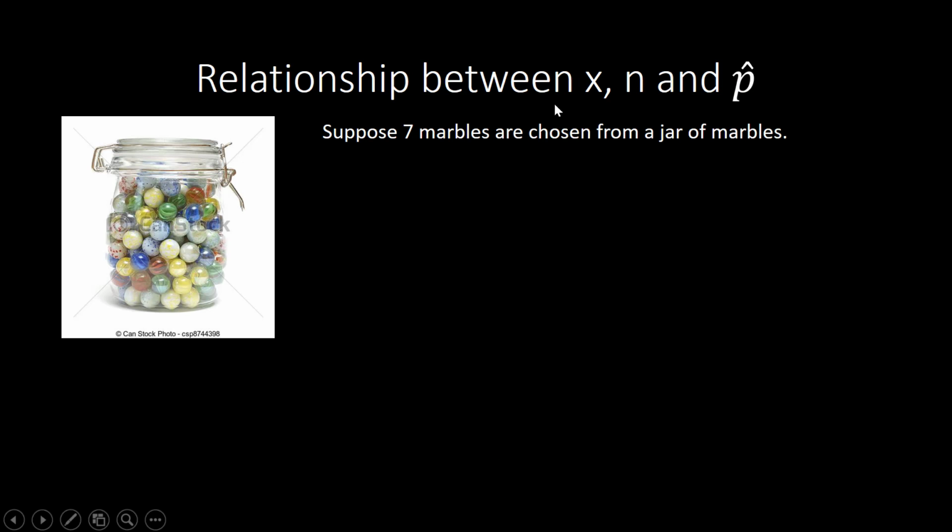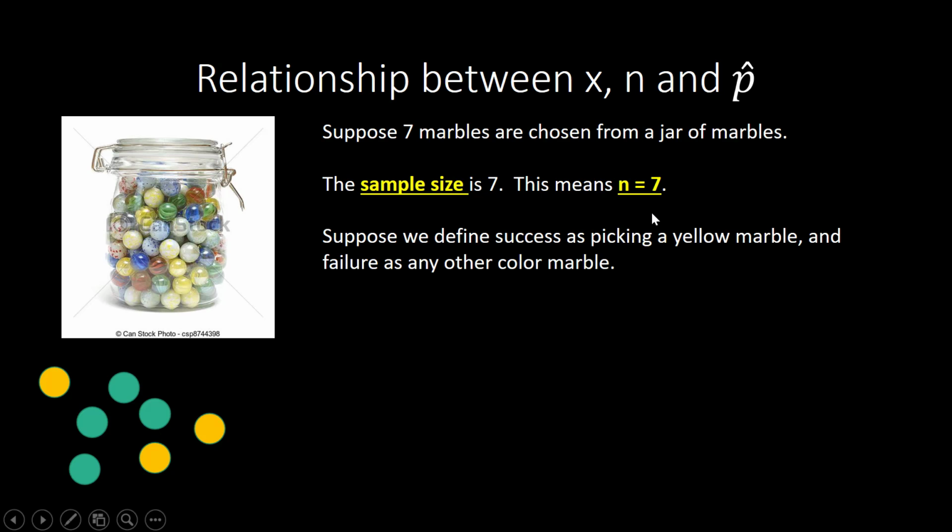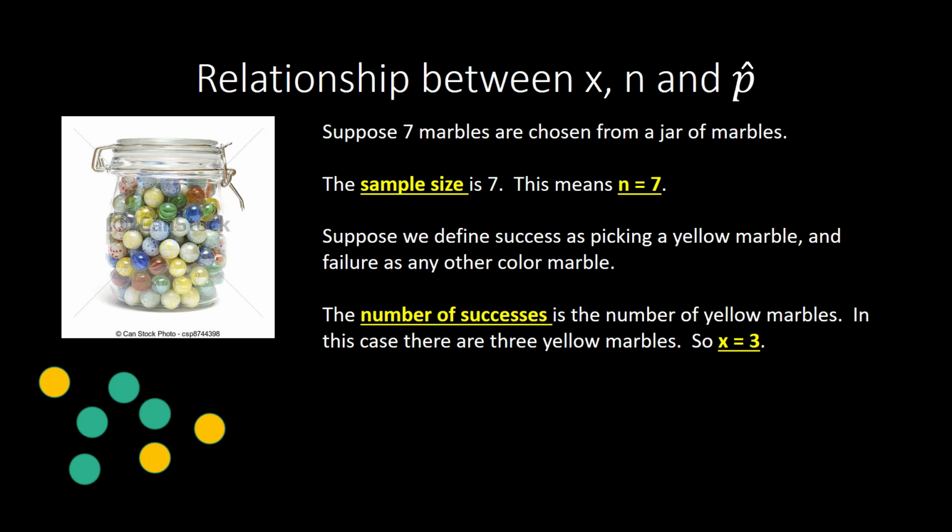Let's use this example to illustrate the relationship between x, n, and p hat. Suppose 7 marbles are chosen from a jar of marbles. 1, 2, 3, 4, 5, 6, 7. The sample size is 7, so that means n is equal to 7. Then we define success as picking a yellow marble and failure as any other color. The number of successes then is the number of yellow marbles. There are 1, 2, 3 yellow marbles, so x, the number of successes, would be 3.